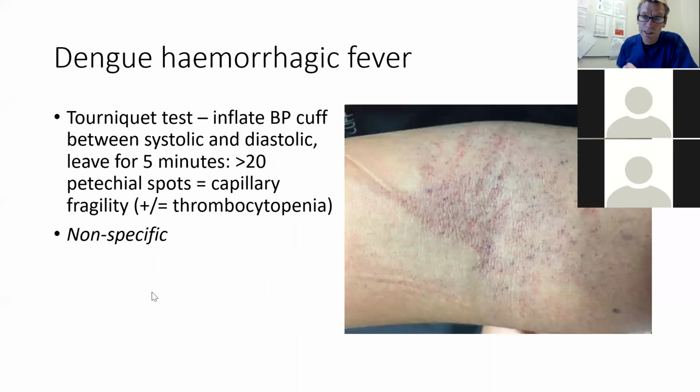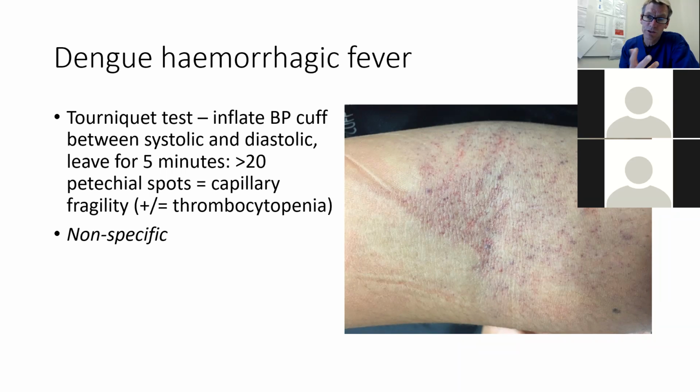There is a tourniquet test that you can do for dengue. What that typically tells you is that the platelet count's low. We can, of course, measure the platelets, but if you inflate a blood pressure cuff to somewhere between the systolic and the diastolic pressure and leave it for 5 minutes, then you'll see petechial spots. This is in the cubital fossa. You'll see petechial spots on the skin.